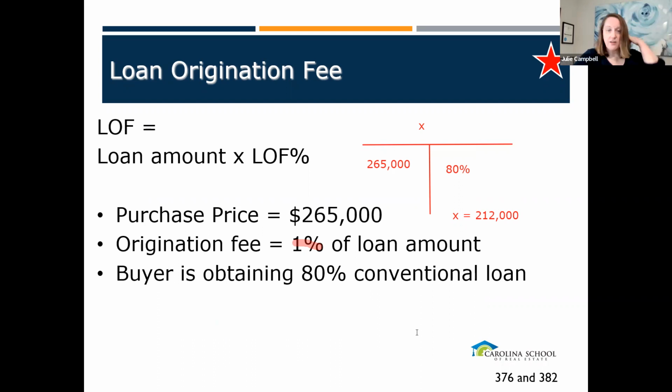So this buyer is going to have two charges from the lender. One for discount points, prepaid interest, always the loan origination fee. The lender's got to make money too. Questions on this?